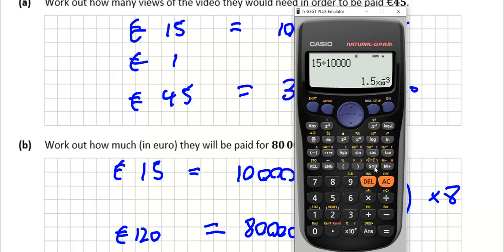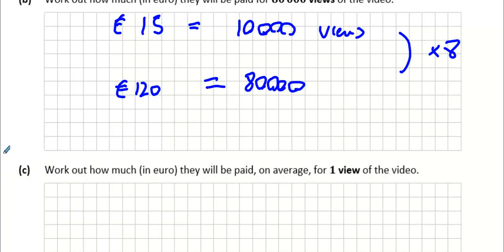One view only earns you a tiny amount of money. Then multiply that by 80,000 to find out how much 80,000 views will make it, which is €120. Okay, same thing. Work out how much in euro would be paid on average for one view of a video. We just did that a second ago.